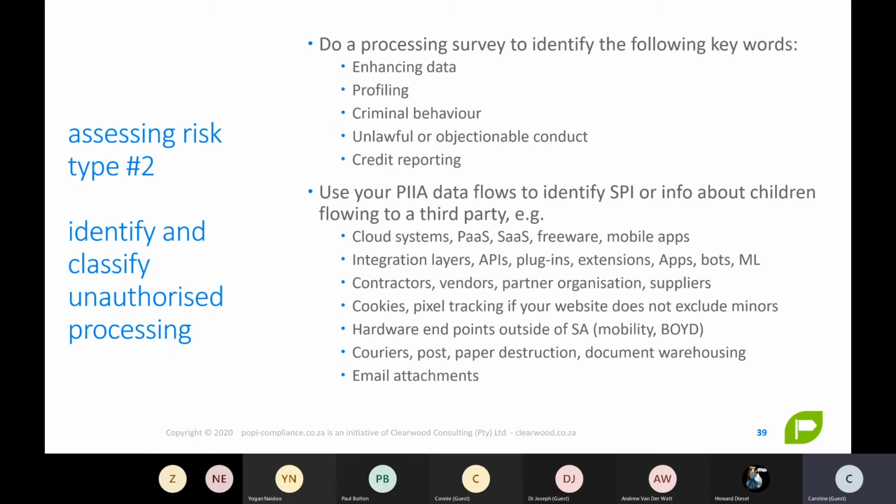So one of the ways you can mitigate type 2 is when you know where you are dealing with special personal information or information about children, you could start applying PIAs. I gave you a few gotchas there that I learned along the way.